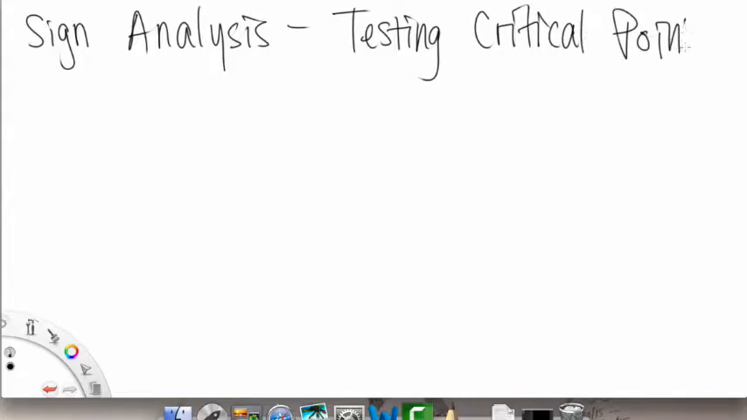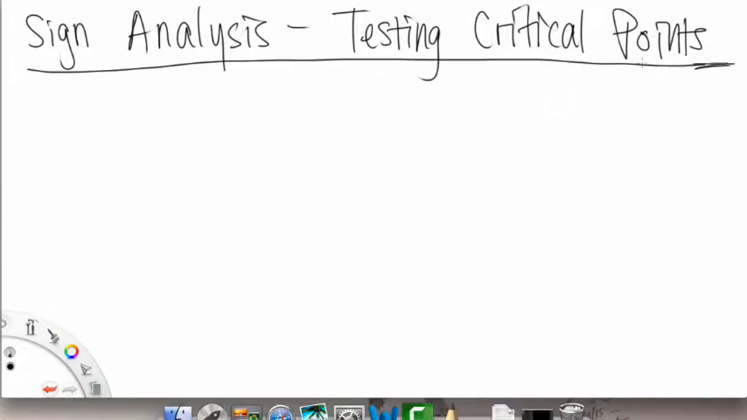Alright, so now let's go into some analysis of how to actually do some calculations with these. There's a process called sign analysis, not sign like sine cosine, but sign as in stop sign. Sign analysis is a way of testing your critical points. Some people call this the first derivative test. I like sign analysis because that sounds pretty cool and scientific.